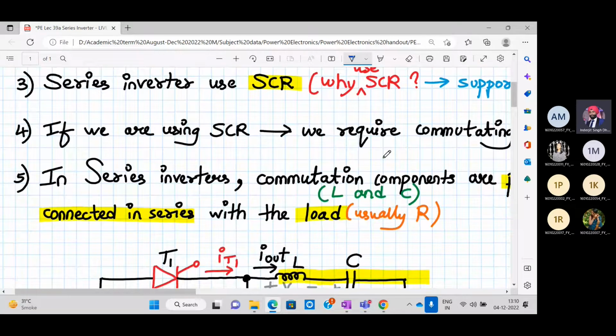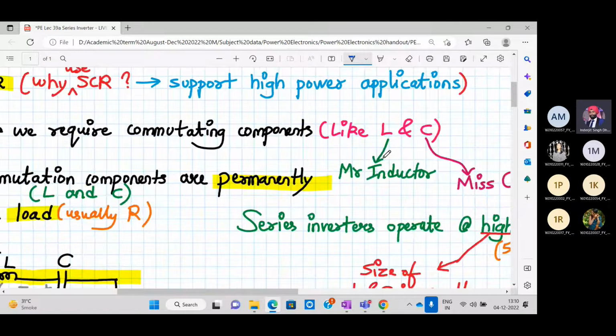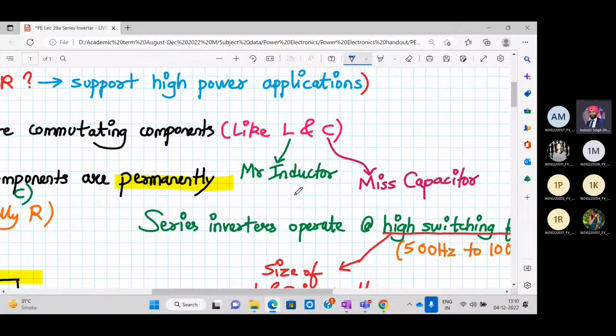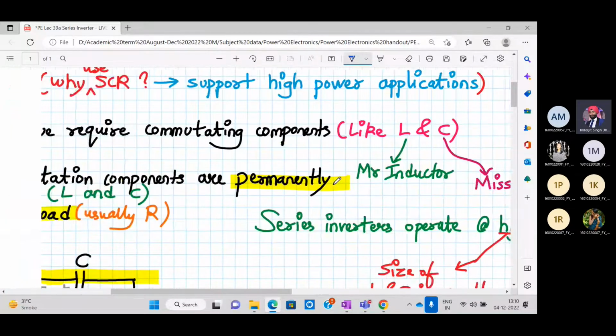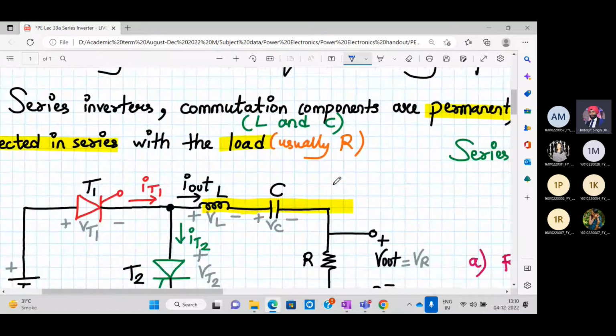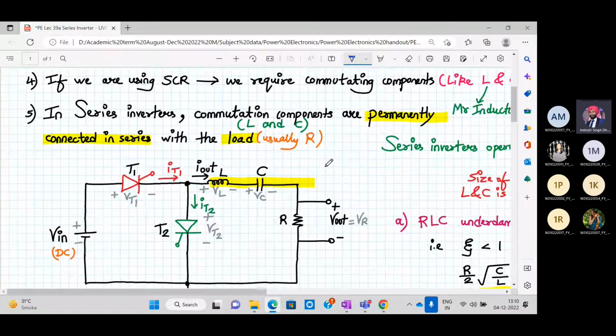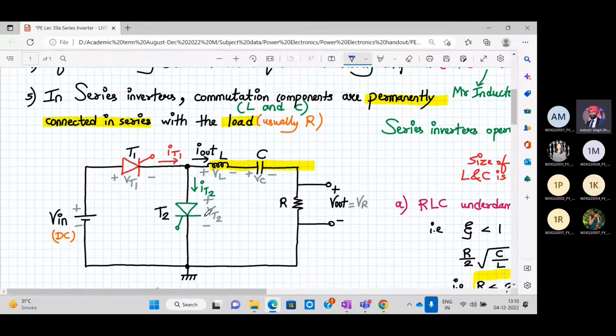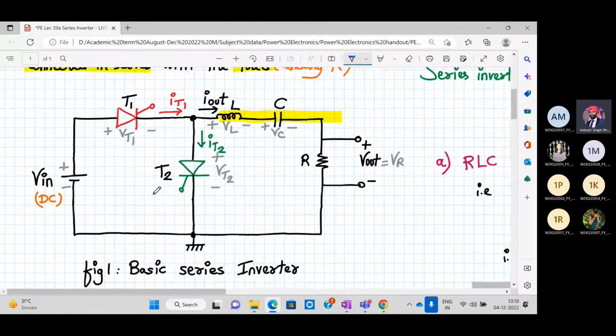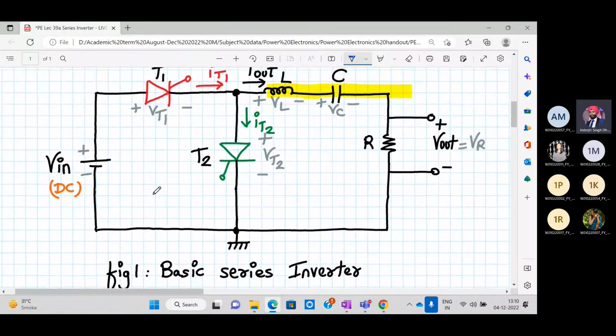Now, if we are using SCR, we require commutating components. In a series inverter, these commutating components are L and C, right? So, L and C stand for inductor and capacitor. In a series inverter, your commutating components are permanently connected in series with the load, which is usually R. All right. So let us check out the circuit of the basic series inverter.